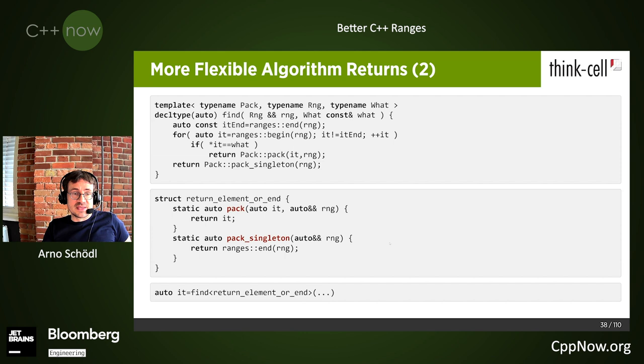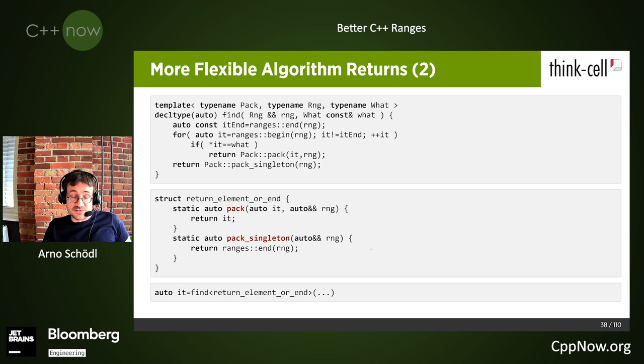So what is happening is that when something is found, you call a customization point, which you plugged in as a template parameter. In this case, it would be, for example, this customization point, element or end. When you're packing an iterator, it would just return the iterator when you found an iterator. And if the algorithm tells you, I didn't find anything, please return a singleton, a null kind of, then it would just pick the range end and use it as the signal that you didn't find anything.